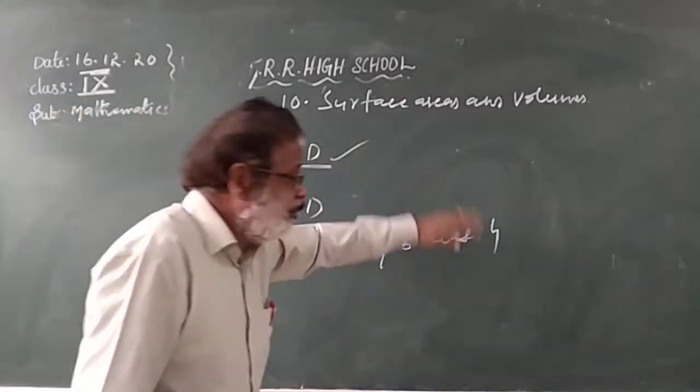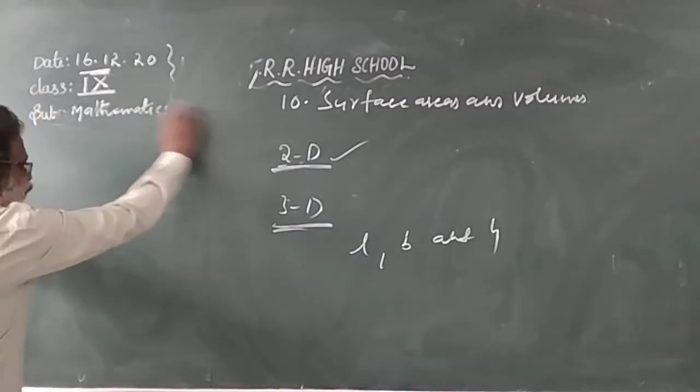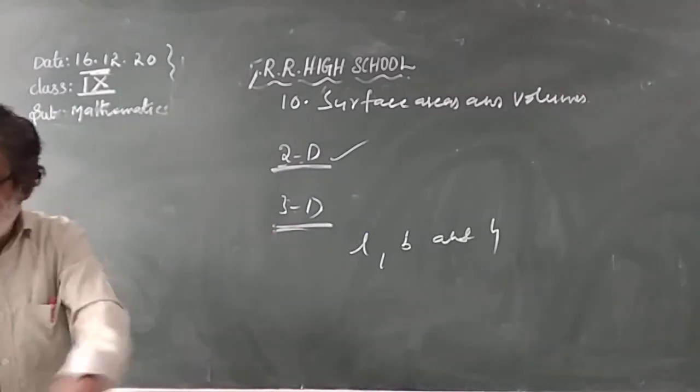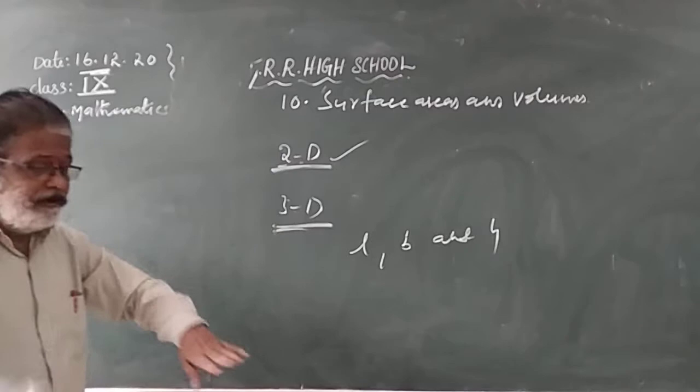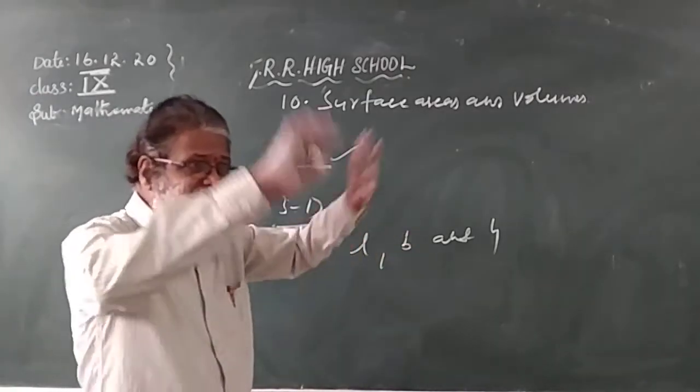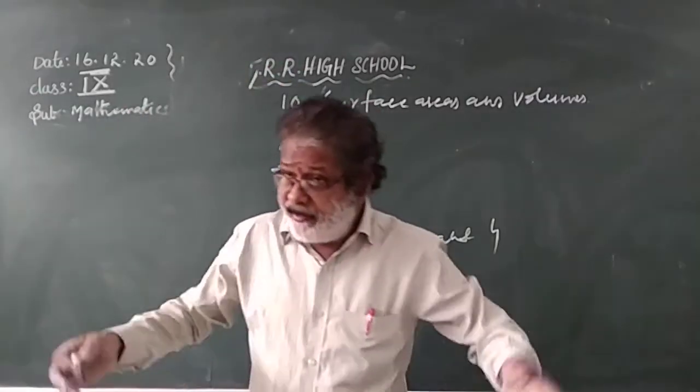Surface means this blackboard. The top of this is called surface. The board is a surface, and the bench. The top of the bench is also a surface. The top of the book is also a surface. Surface means that.